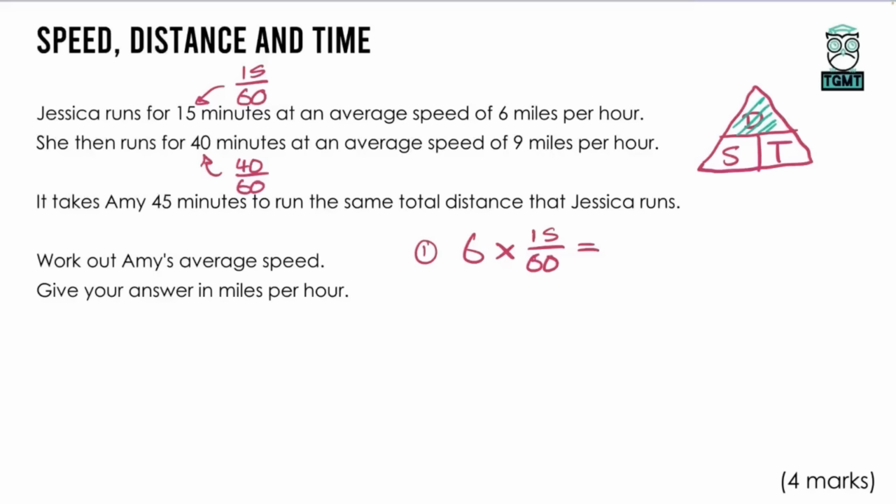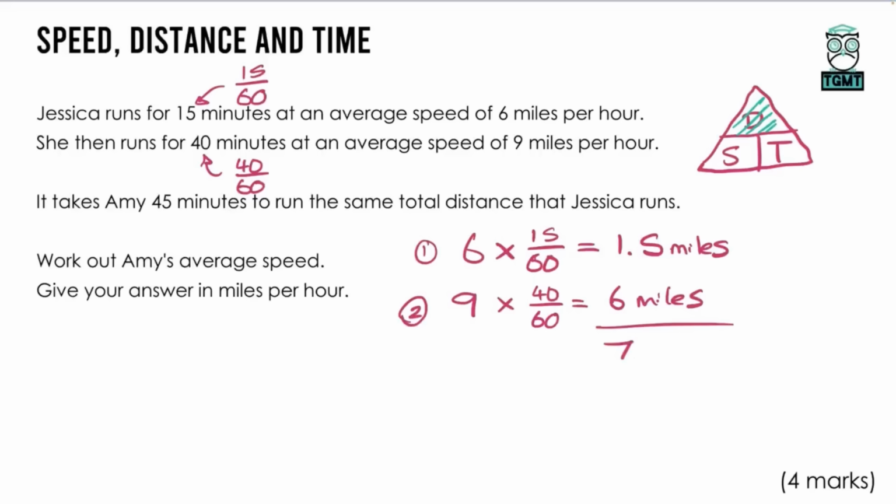There we go, and that's going to give us her distance for that first part, and we'll just type that into the calculator, 15 over 60, and that comes out as 1.5. So she runs 1.5 miles, so I recognise that it's a distance. Now in the second part, she runs for 40 minutes at an average speed of 9 miles an hour. So that's 9 as the speed, times 40 over 60, and again we'll just type that into the calculator, and that comes out as 6 miles. So in total, she has run 7.5 miles.